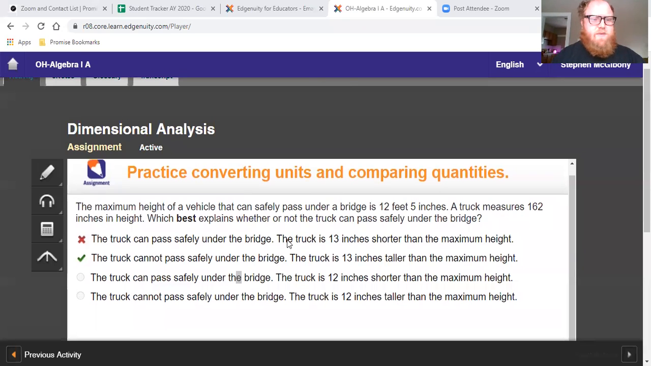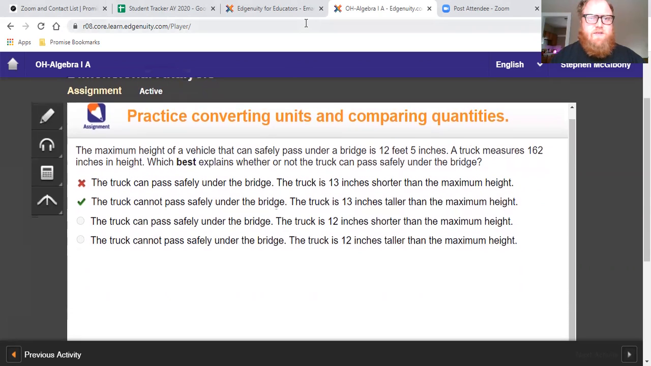Okay, now it says the maximum height of a vehicle that can pass safely under a bridge is 12 feet 5 inches. A truck measures 162 inches in height, which best explains whether or not the truck can pass safely under the bridge. All right, so we're going to need to convert 12 feet 5 inches here into inches.